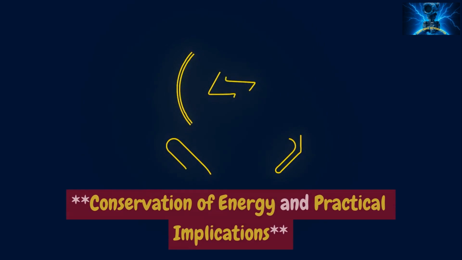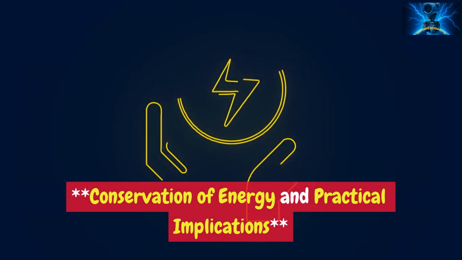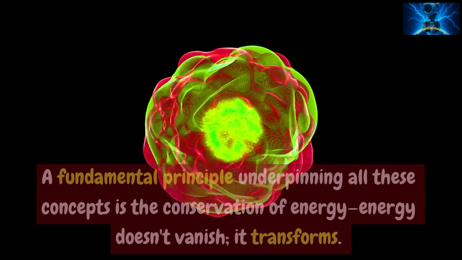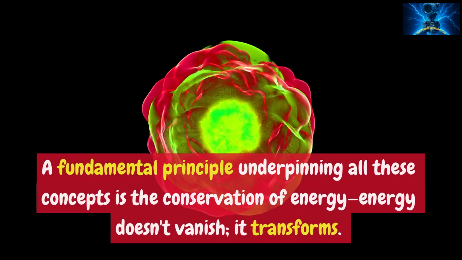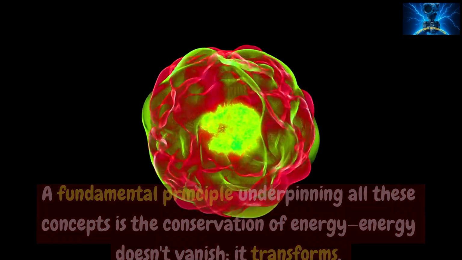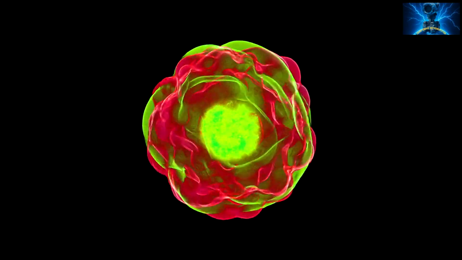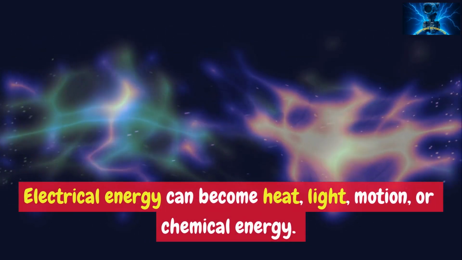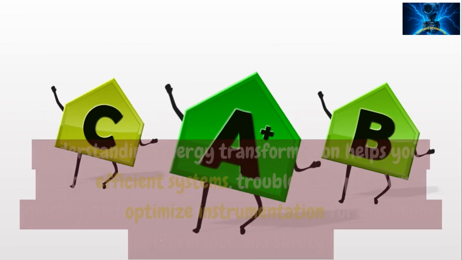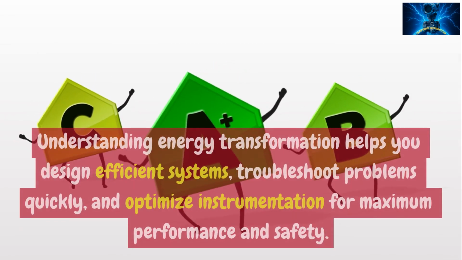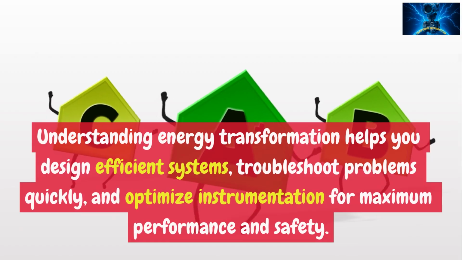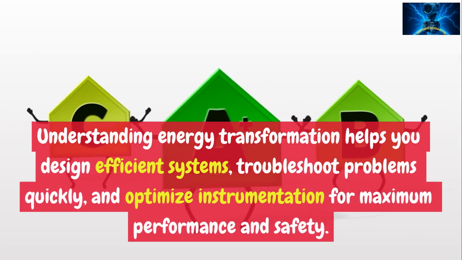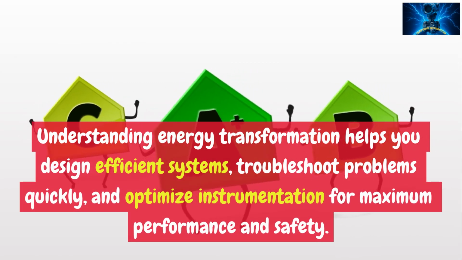Conservation of energy and practical implications. A fundamental principle underpinning all these concepts is the conservation of energy. Energy doesn't vanish, it transforms. Electrical energy can become heat, light, motion, or chemical energy. Understanding energy transformation helps you design efficient systems, troubleshoot problems quickly, and optimize instrumentation for maximum performance and safety.